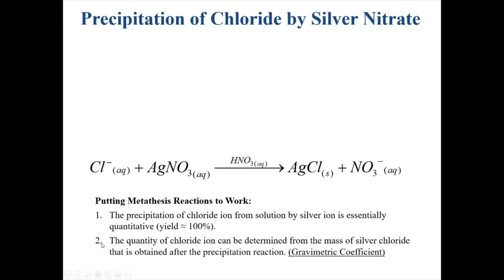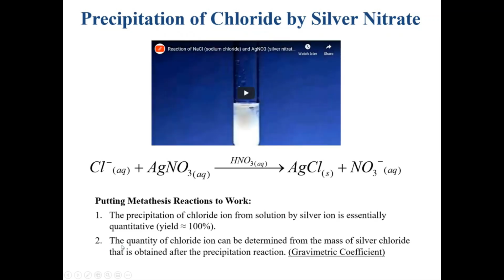Okay. And the other thing we have to assume is that the quantity of chloride ion can be determined from the mass of the silver chloride. Now, this is not an assumption. This is actually what we can do. So this is where the gravimetric coefficient comes in. If we can determine the mass of the silver chloride we precipitate, using the gravimetric coefficient, we can go back and get the mass of the chloride ion that was in that solution.